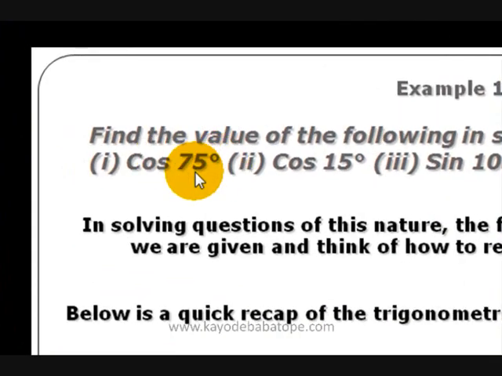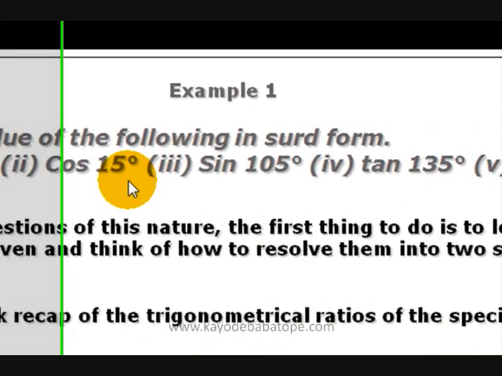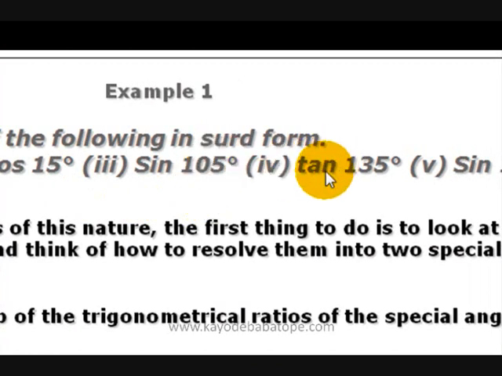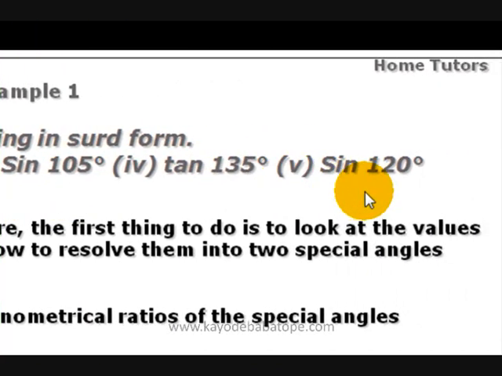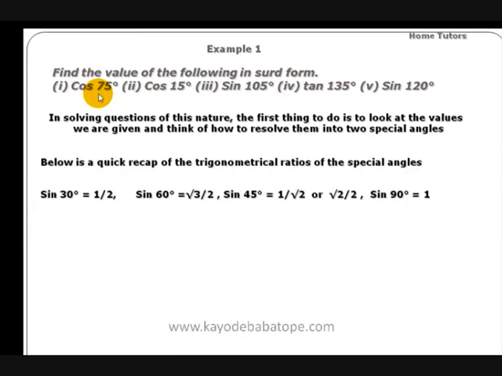Cos 75, cos 15, sin 105, tan 135, and sin 120. Now, we want to be able to find the value of cos 75 in surd form. 75 degrees is not a special angle. But what we try to do is to express 75 in terms of two numbers which are special angles.